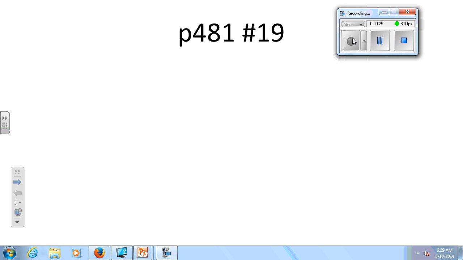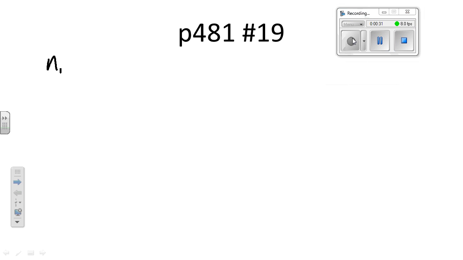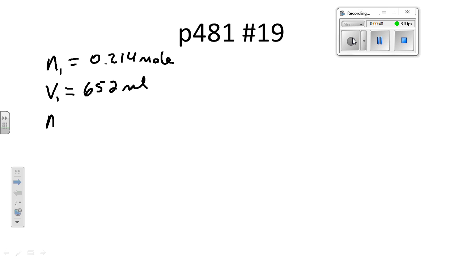So let's first write down what we're given here. We are given that we have 0.214 moles, so that's an N. We'll call it N1, 0.214 moles. And we have a volume that goes with it. We'll call it V1, and that is 652 milliliters. And we have an N2, and N2 is 0.375 moles. And we're looking for V2.